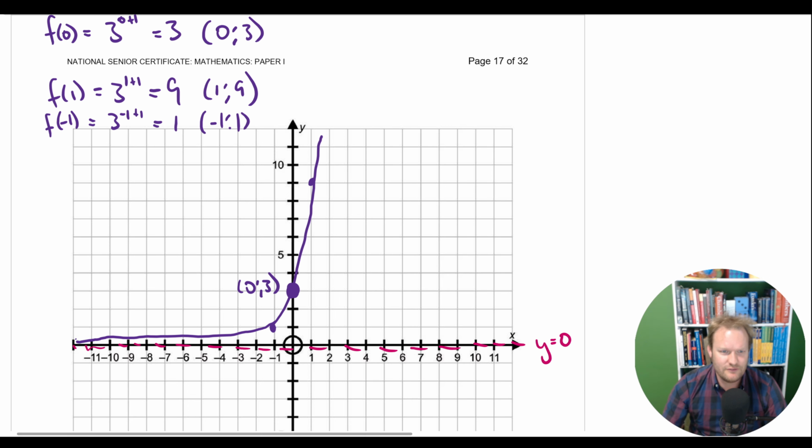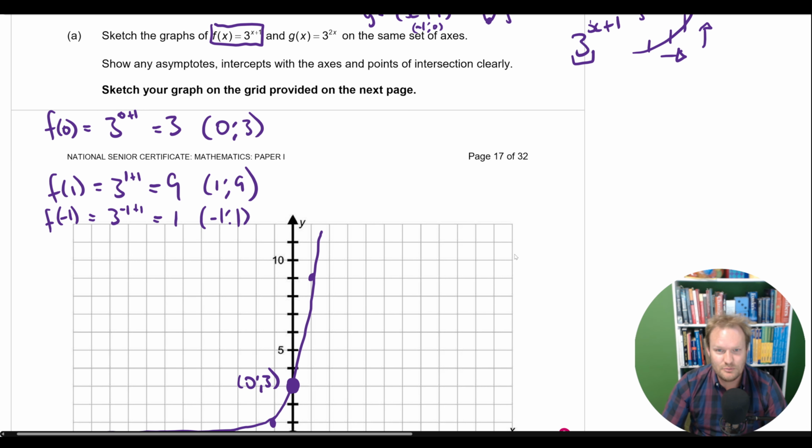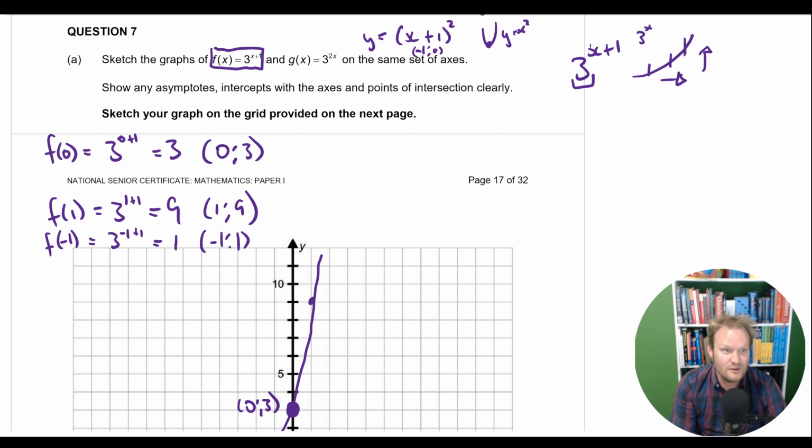Okay, well, that was f of x. I don't know what else we need to do. Show any asymptotes, intercepts with the axes, and points of intersection clearly. Okay, so the point of intersection is going to be the interesting one. So for our other graph here, g of x, we've got 3 to the 2x. Okay, from the same logic as here, we know that this graph is increasing.